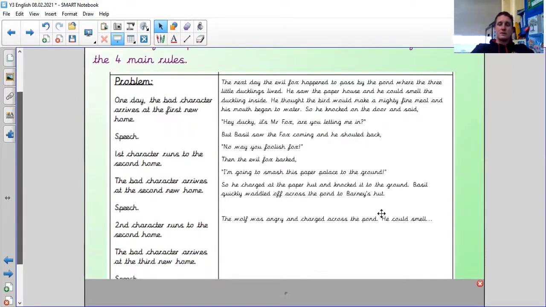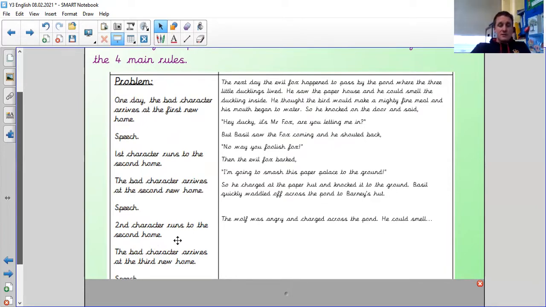Okay, and that's as far as I've got. I said he could smell the duckling and he knocked on the door. He could smell the duckling inside and he thought it would make a mighty fine meal. So he knocked on the door and said, "Oi, duck, I can smell you in there. Let me come in." But Barney saw the fox coming and he yelled back. And it's going to go on.